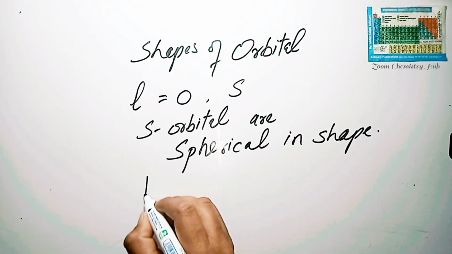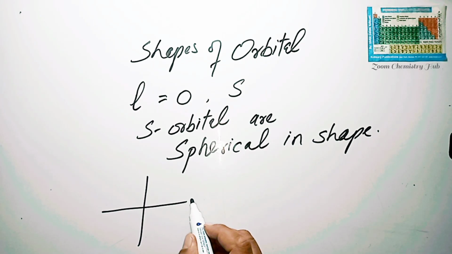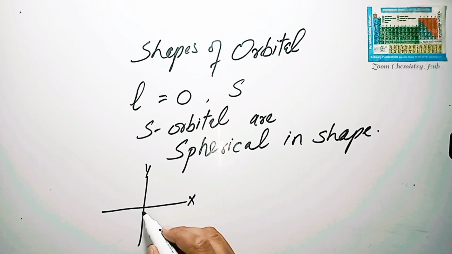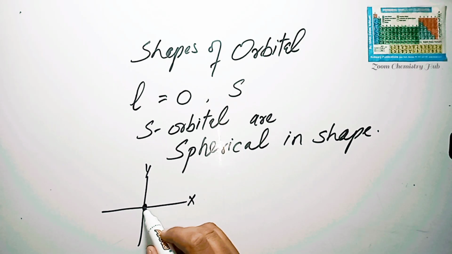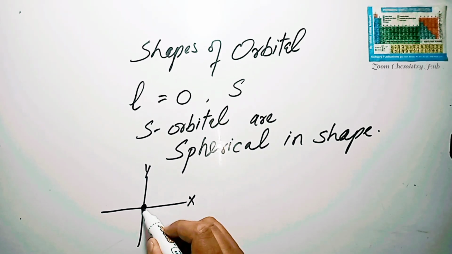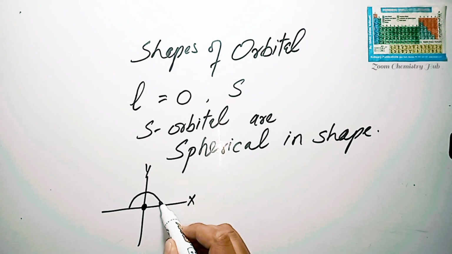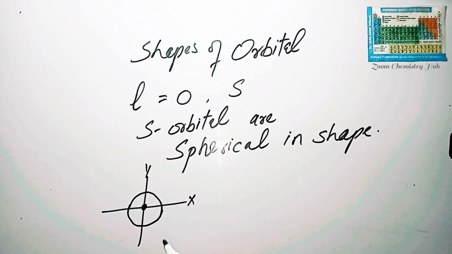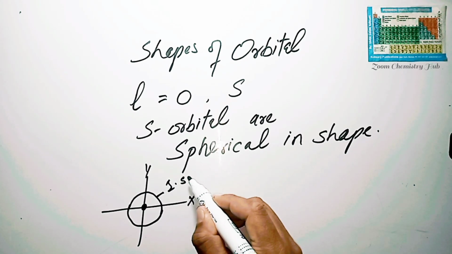For example, if we have axes, that is the x and y axis, and where the x and y axes meet, this is the nucleus of an atom, and around the nucleus there are circles, and this circular shape is called the 1s orbital.